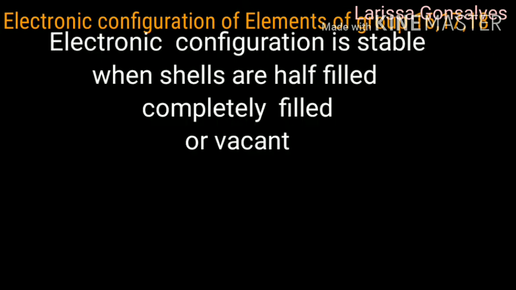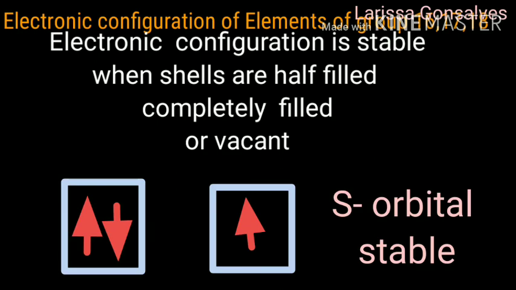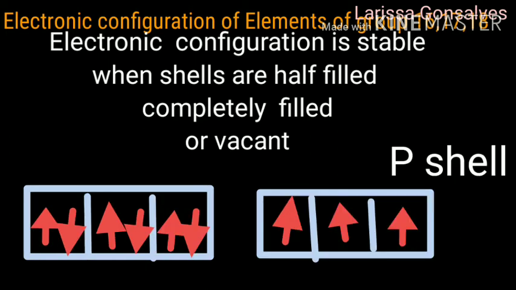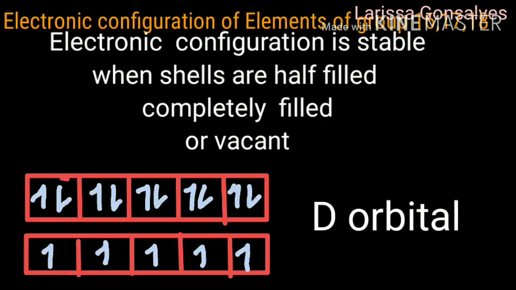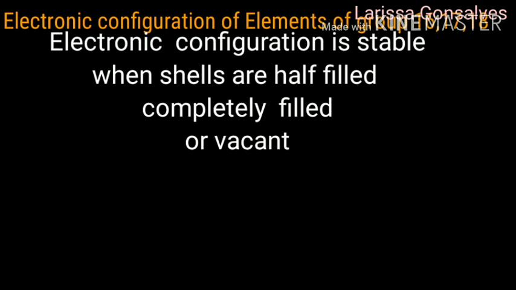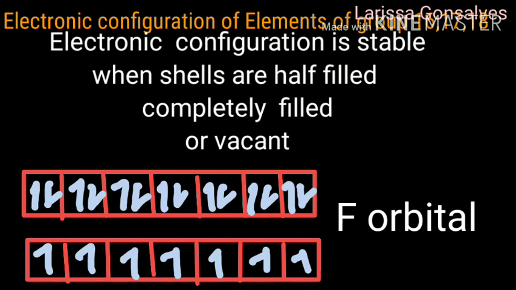For example, we know that S has the capacity of filling up 2 electrons. So even if it has 1 electron, then it is going to be stable. Next is P. Completely filled is 6 electrons and half filled is 3 electrons. In both the cases, it is going to be stable. For D, capacity is 10 electrons. So completely filled is going to be 10 electrons and half filled is going to be 5 electrons, and in both the cases it is going to be stable. For F, completely filled is 14 electrons and half filled is going to be 7 electrons, and in both the cases it is going to be stable.